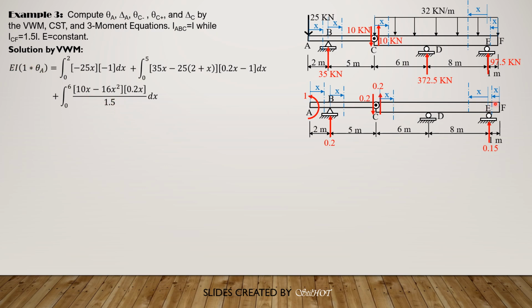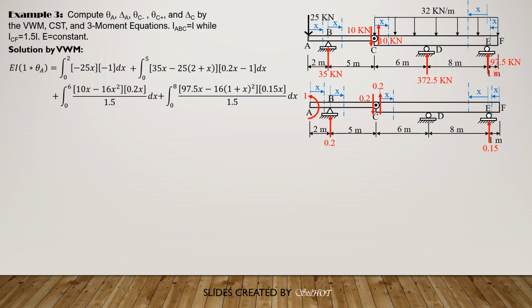Then for the next section, which is F to E, it is 0 because there's no moment in FE due to the unit load. So it is just 0. So plus integral next would be 0 to 8, integral of quantity. The moment at this section due to the actual loads is 97.5 times x.